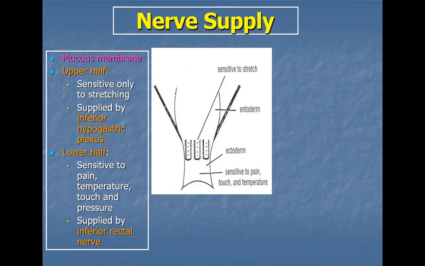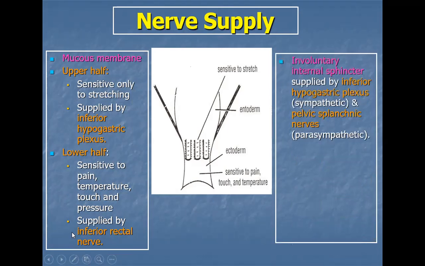The lower half is sensitive to pain, temperature, and touch, just like the skin, because there is skin covering here. So it is sensitive to pain, temperature, touch, and pressure, and it is supplied by the inferior rectal nerve. So that is the difference between above and below the pectineal line.